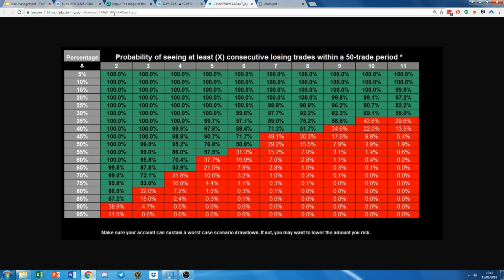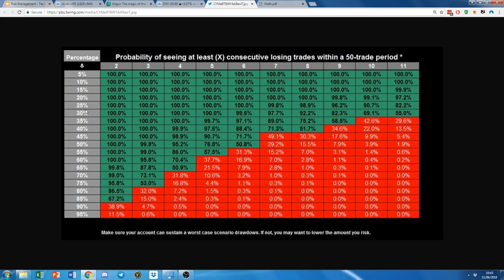Now table 2 is this. This is based on probability, of course, and as you can see, on this axis here is the probability of seeing at least X number of consecutive losing trades within a 50 trade period. And on the y-axis is the percentage, and this percentage is specifically your win rate, right? So if you have a win rate of 50%, the probability of you seeing two losing trades in a row is 100% effectively. For 3 losing trades in a row, it's 99.8%, 95.2% for 4 trades, and so on and so on.